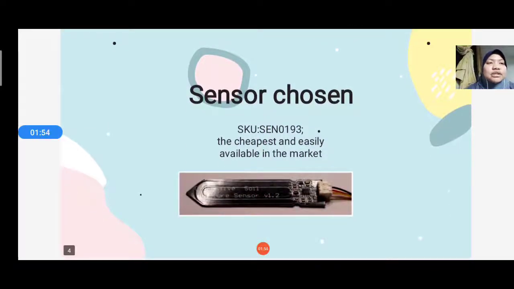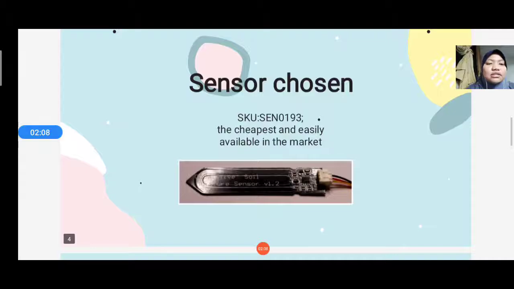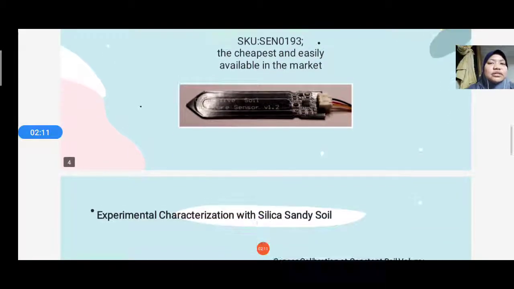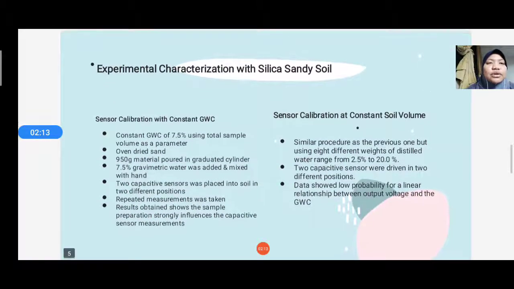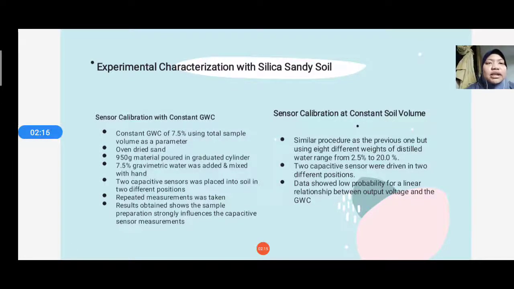So for this study, a sensor was chosen, and this type of sensor, SKU SEN0193, is the cheapest and easily available in the market as shown in the picture. Okay, so in this experiment they are conducting two, which is sensor calibration with constant GWC, and also sensor calibration at constant soil volume.